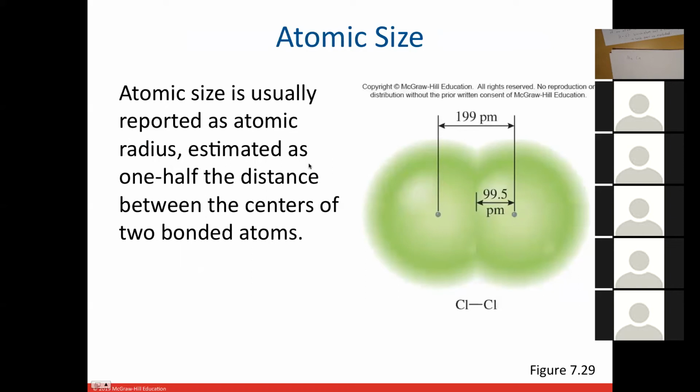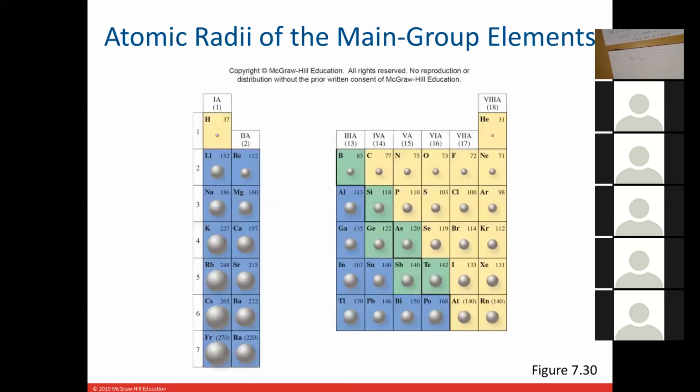The atomic size is usually reported as the atomic radius, one half the distance between the centers of two bonded atoms, right? So if I have chlorine-chlorine, the distance halfway between the two nuclei would be reported as the atomic size. And that shrinks as you go up and to the right.